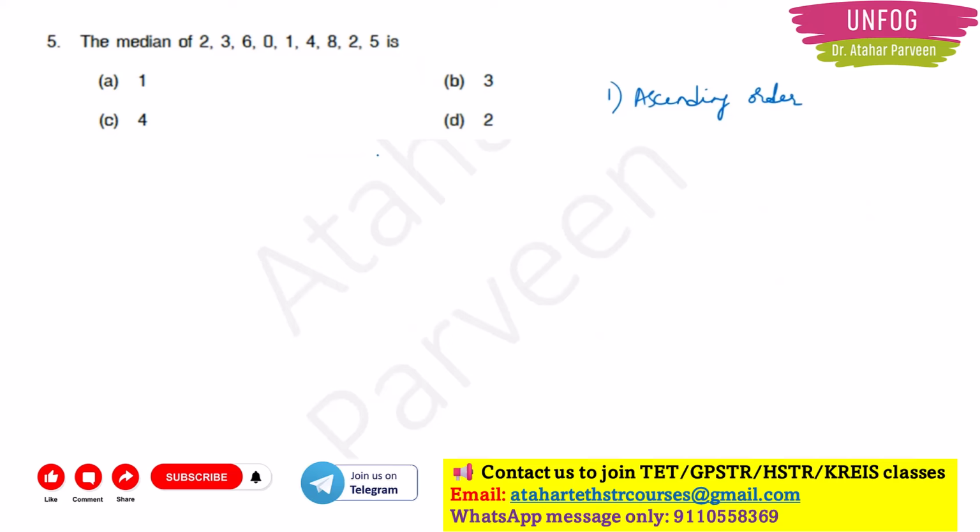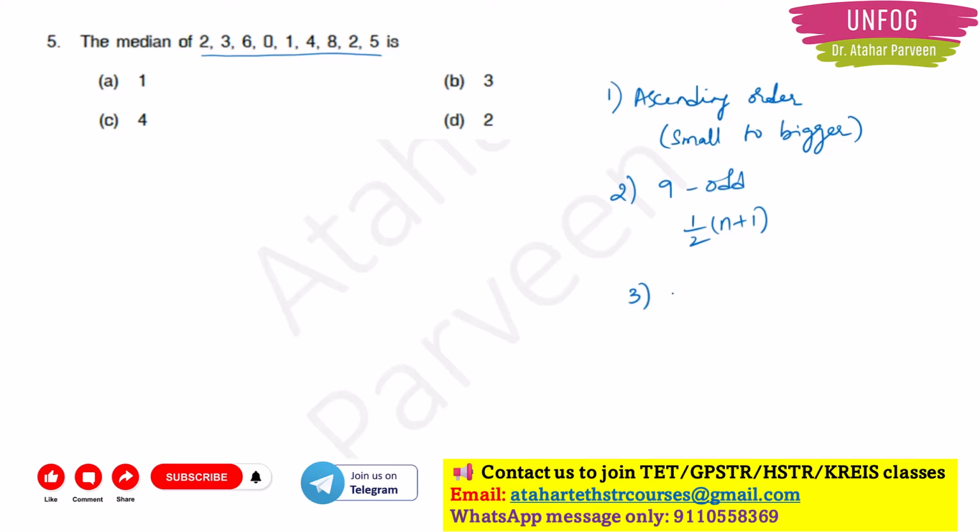But here the series is not in ascending order. 2, 3, 6, 0, 1, 4, 8, 2, 5. There is no order at all. So we have to write the series first in ascending order, meaning from the smaller number to the bigger number. Then we will see whether the number of observations is odd or even. 1, 2, 3, 4, 5, 6, 7, 8, 9. The number of observations is 9, which is odd. So we will use that formula, half into n plus 1. Correct?